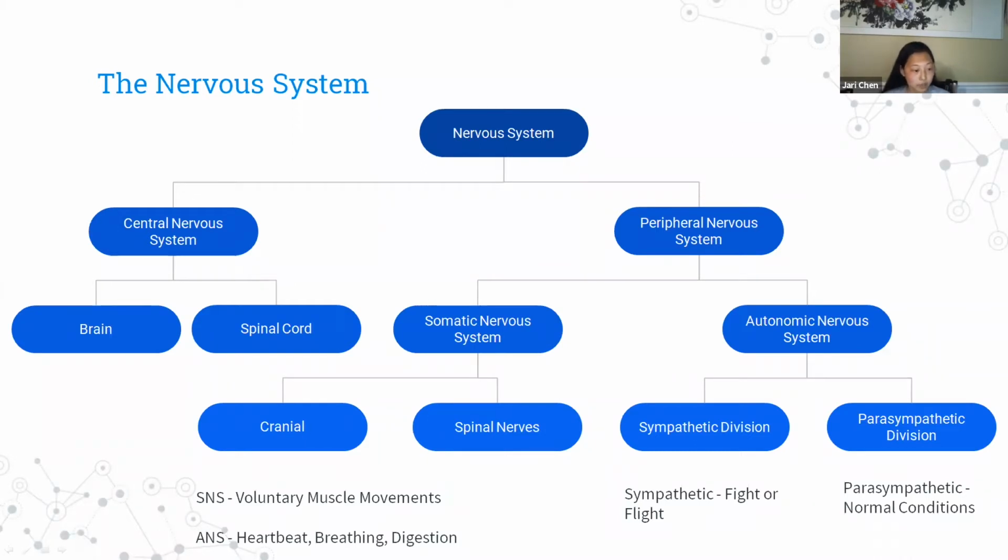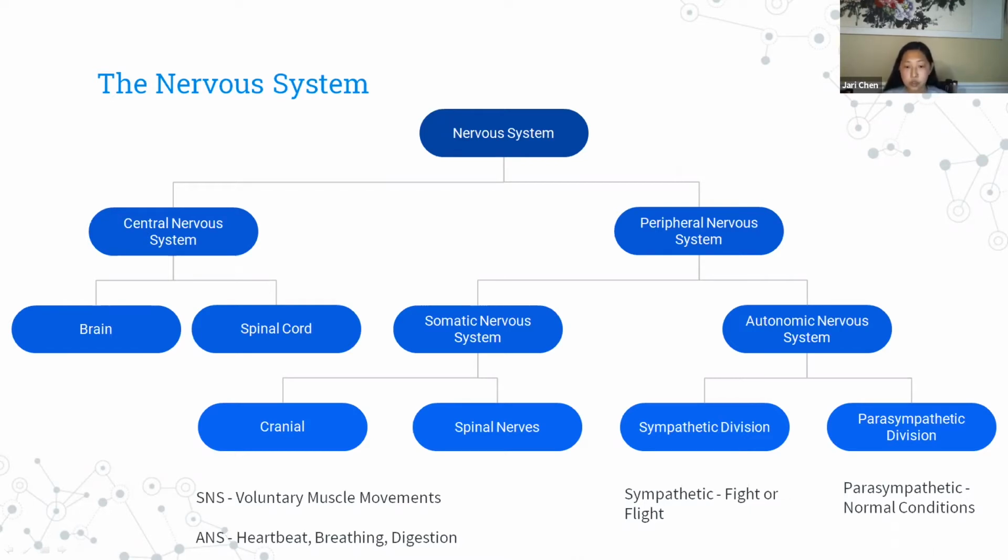The somatic nervous system controls voluntary muscle movements, like raising your hand or moving your fingers, stuff like that. While the autonomic nervous system is automatic functions, stuff like your heartbeat, your breathing, your digestion, things like that.